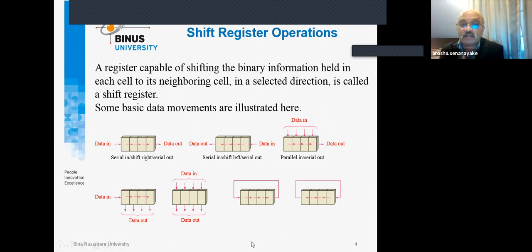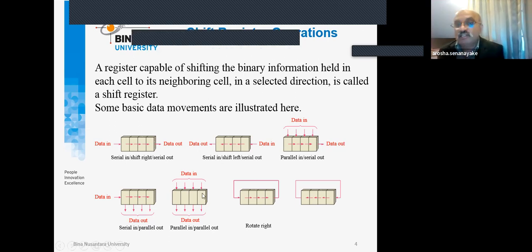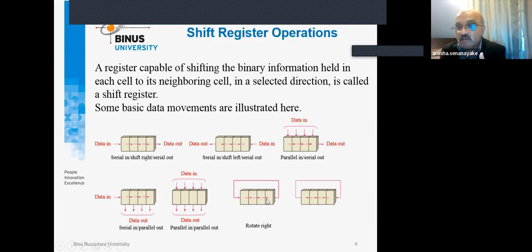And then, sorry, I didn't press serial in, parallel out. This one is parallel in, parallel out. And then this is rotation. You can see rotate right. It looks like shift right in this case, but the only thing is that the last bit will not go out of the box, rather it comes back to the first box, so that it is a rotation. So rotation right, and then this one is rotation left.